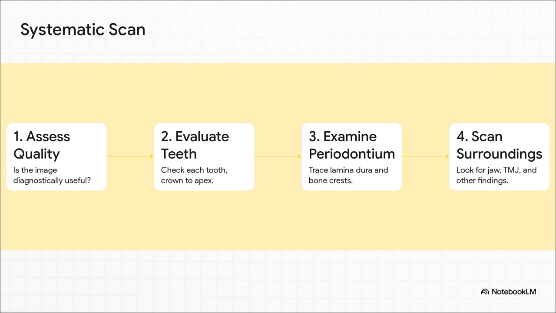Step 3, examine the periodontium. Trace that lamina dura around every tooth and look for any breaks. And finally, step 4, zoom out. Scan the jawbones, the TMJ, just everything else in the picture. This process right here is what takes you from being a simple spot checker to a true diagnostician.